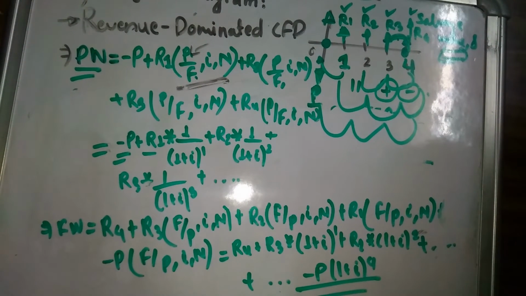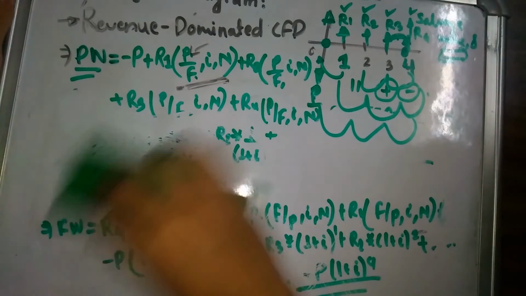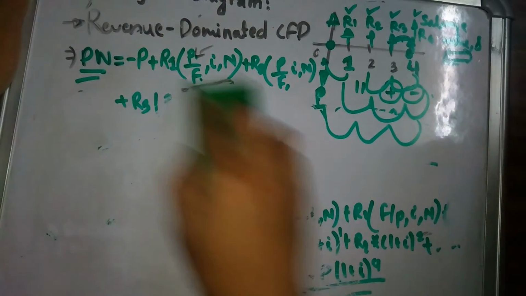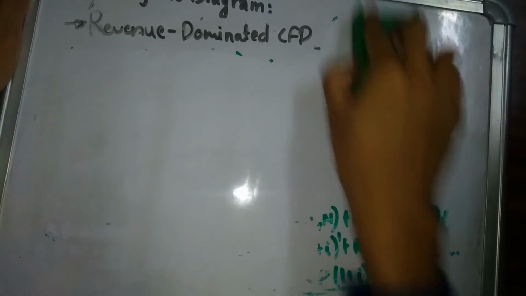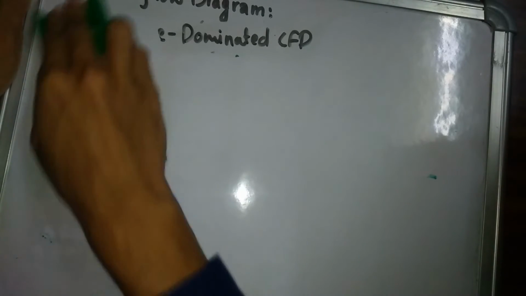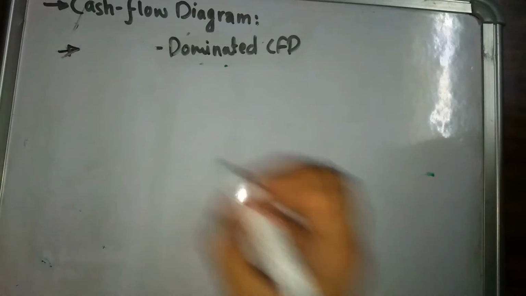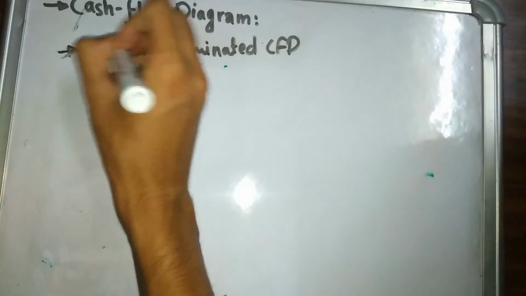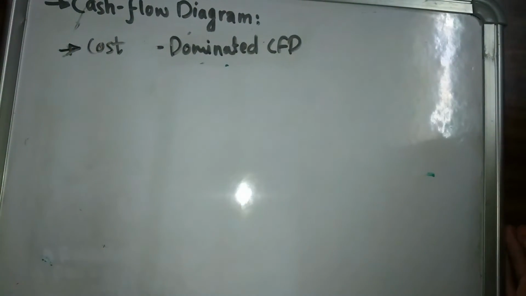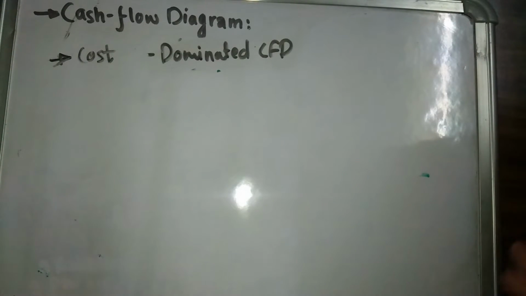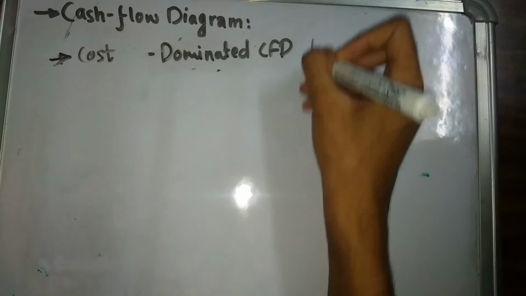So hopefully you have understood till here. Now we'll be talking about the cost dominated cash flow diagram. So it is going to be the same, there are not going to be much changes. So let's talk about our cost dominated cash flow diagram. If we have completely understood the revenue dominated cash flow diagram, the cost dominated cash flow diagram is going to be really simple. So let me just draw the cash flow diagram.